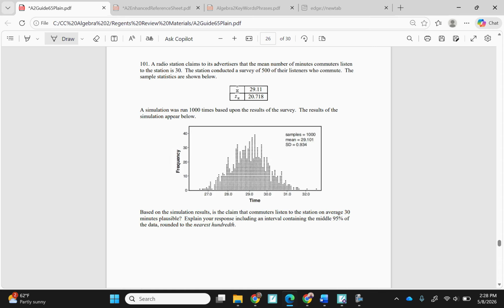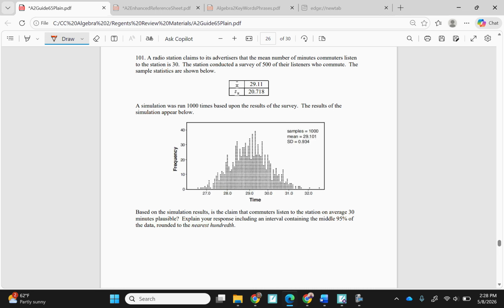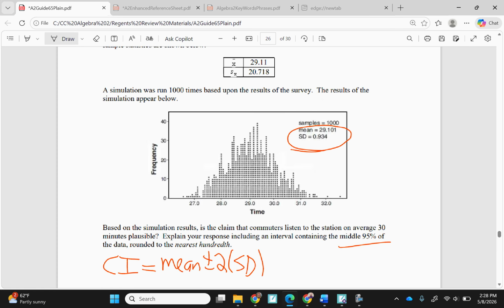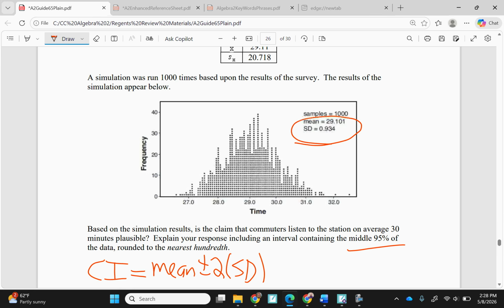101, whenever I see this distribution, if it says anything about 95%, I find the confidence interval. The confidence interval is the mean plus and minus 2 times the standard deviation. There's my mean, there's my standard deviation. So I'm going to do 29.101 plus 2 times 0.934, 29.101 minus 2 times 0.934. I'm going to use my calculator.